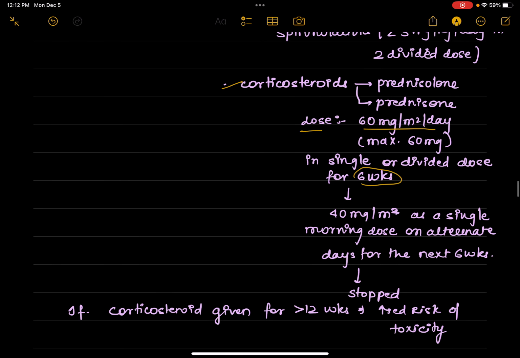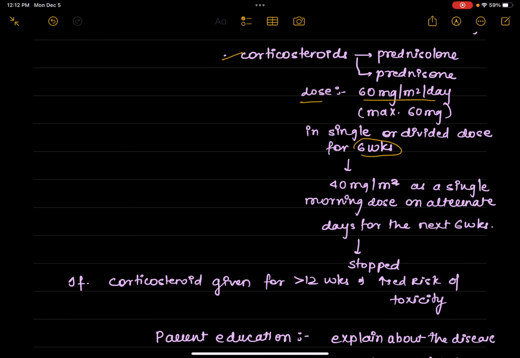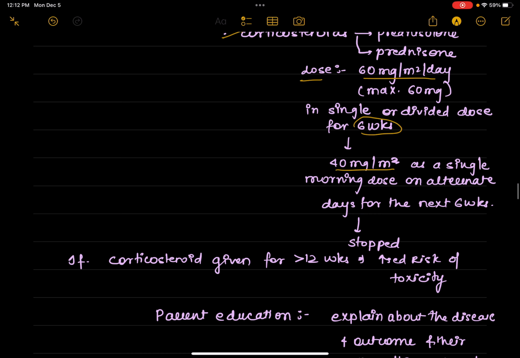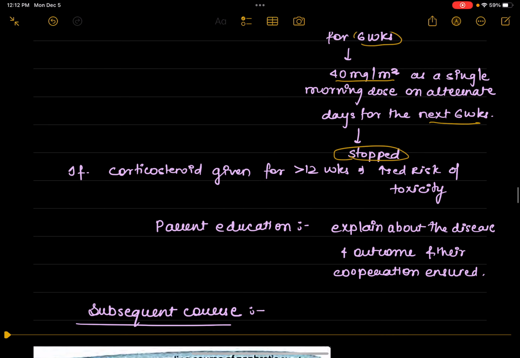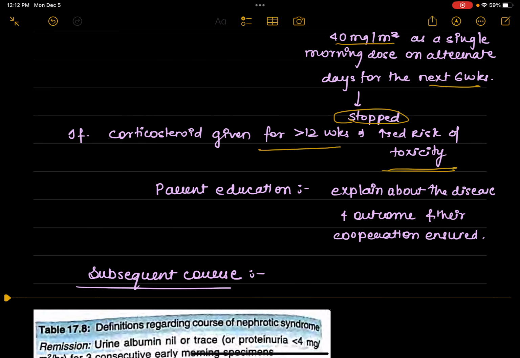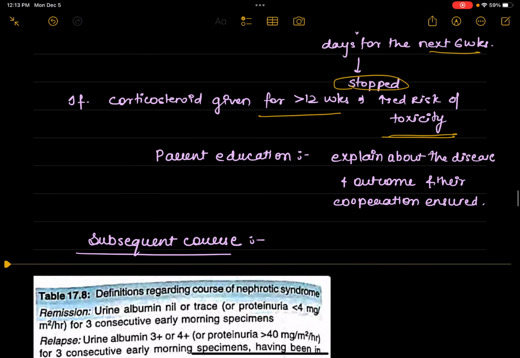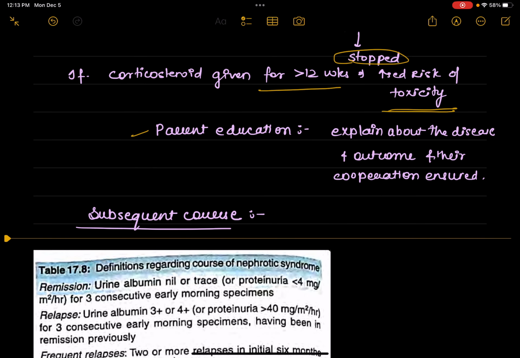and this dose is given for 6 weeks, and after that we give 40 mg per meter square for the next 6 weeks, and then the therapy is stopped. If corticosteroids are given for more than 12 weeks, then there is increased risk of toxicity, so that's why we do not use corticosteroids for more than 12 weeks. We can give parent education about the disease and outcome of this disease, and their cooperation is to be ensured.